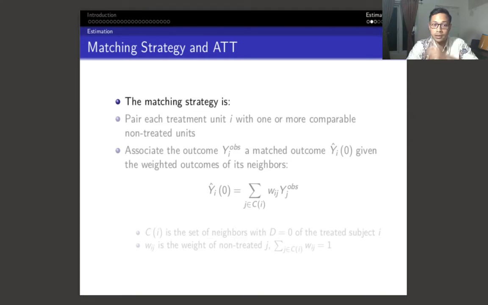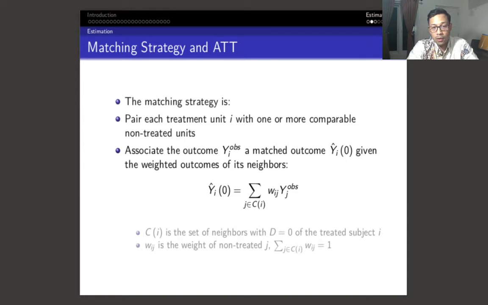So the matching strategy is the following. We're going to pair each treatment unit i with one or more comparable non-treated units. And we're going to associate outcomes Y, observe a matched outcome, Y_i hat 0, given the weighted outcome of its neighbor. And so basically we're going to construct the counterfactual for an individual in the treatment group given this following weighted average. And so the estimated counterfactual is going to be the weighted average between the observable outcomes.